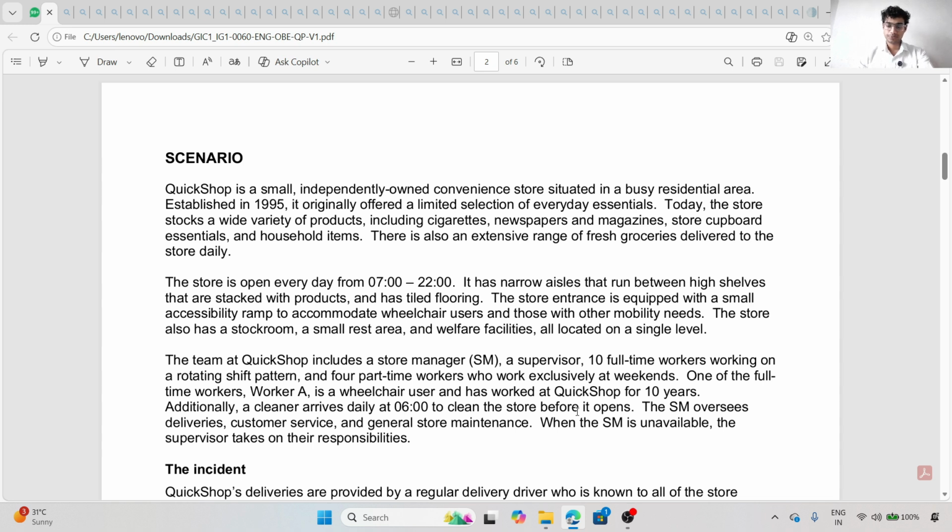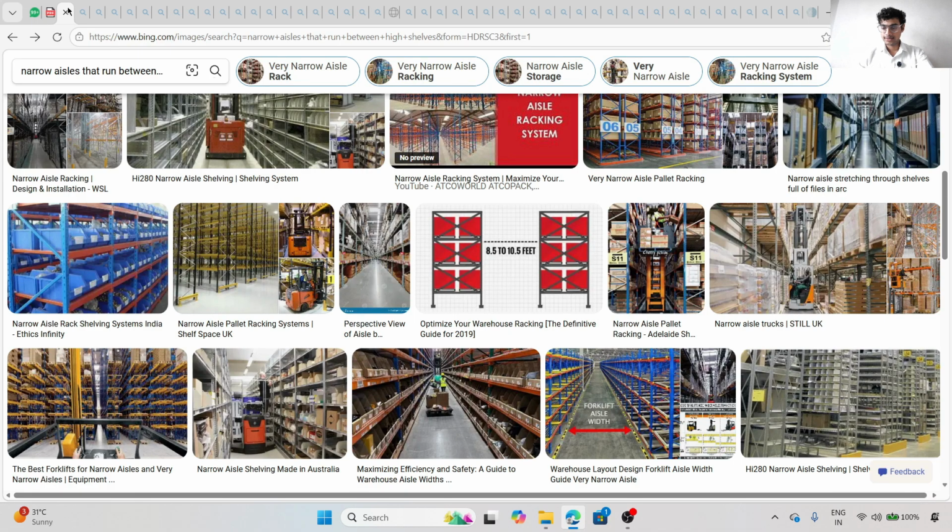So here the scenario is happening in Quickshop, a small independently owned convenience store. You can understand that it is a store, situated in a busy residential area, and established in 1995. It delivers a lot of the everyday essential materials that are required, provided by Quickshop.